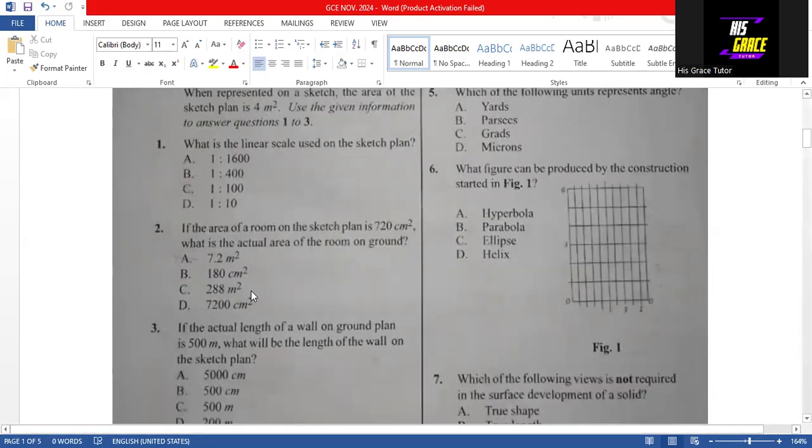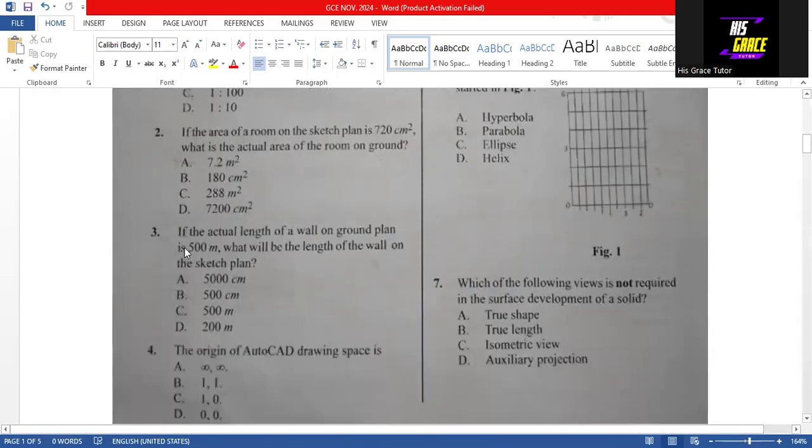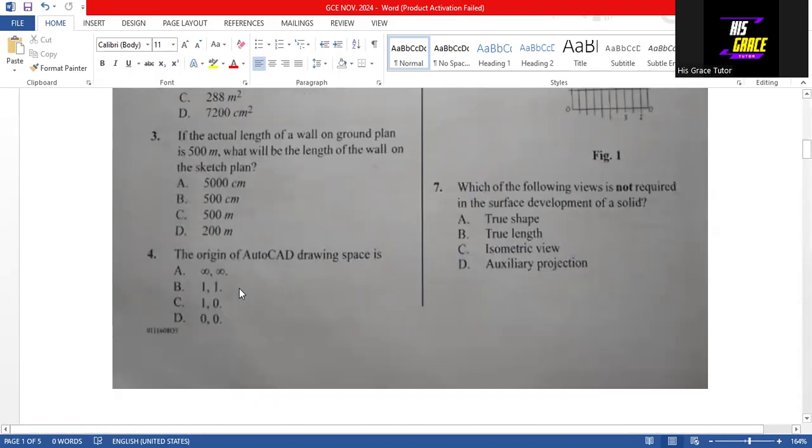Then we move to question 2, which says that if the area of a room on the sketch plan is 720 centimeters square, what is the actual area of the room on ground? The answer is option A, 7.2 meters square. Then question 3: if the actual length of a wall on ground plan is 500 meters, what will be the length of the wall on the sketch plan? The answer is option A, 5,000 centimeters.